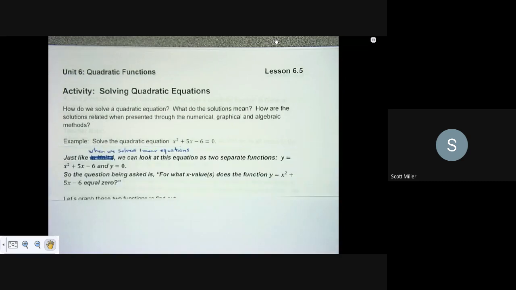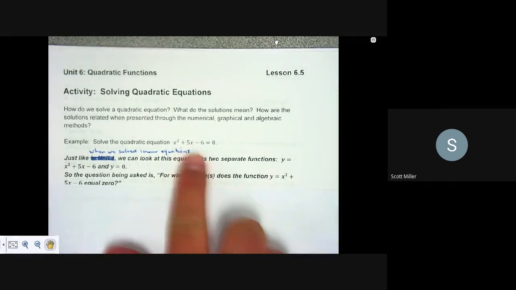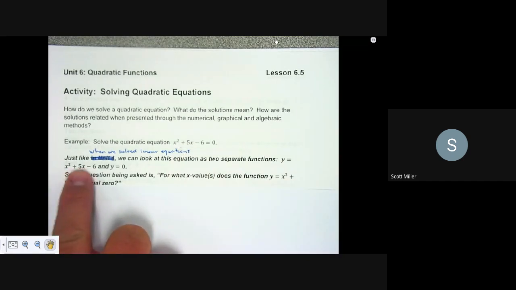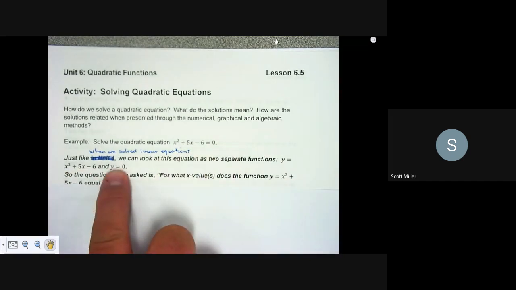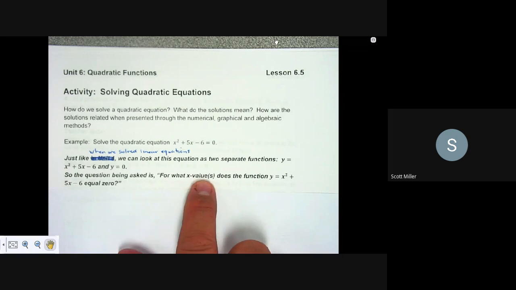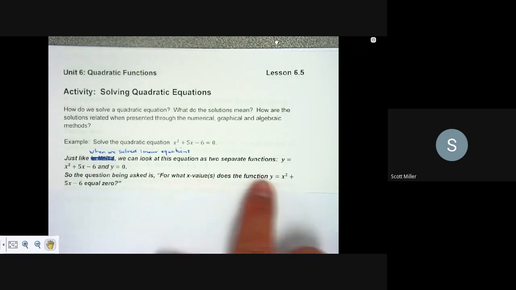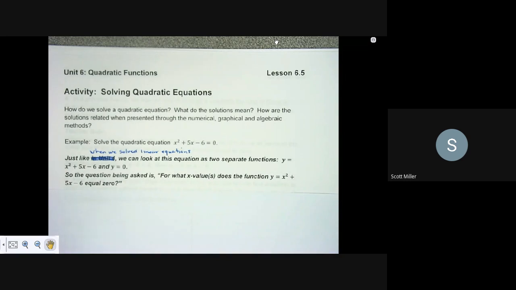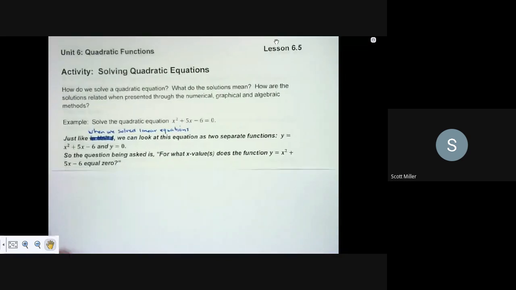Okay, so just like in the earlier lessons when we learned how to solve linear equations, we separated the two sides out. So we did it as two separate functions. We're going to look at this side over here as a function, y equals x squared plus 5x minus 6. And then this side is another one, y equals 0, the horizontal line, also known as the x-axis. And we're asking the question: what x value or values, because there could be more than one, make this function equal 0? So when does it equal 0 in a graphical sense? Okay, so from the graph.